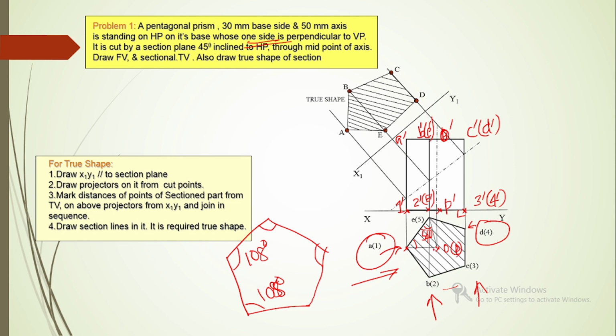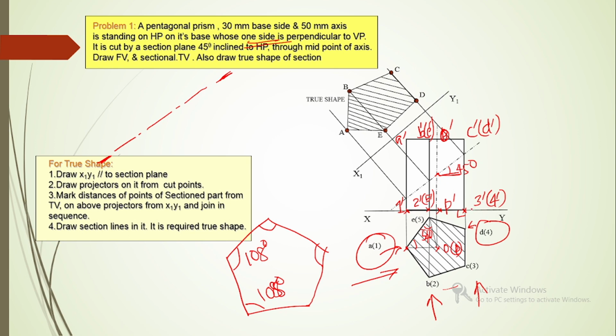This is the axis point, and then we can represent the section plane. Section plane must be like this: a chain line with both ends thick, and that section plane passing through the midpoint of the axis, so we must find out the midpoint of the axis first. Then we can draw the section plane in such a way that the section plane is inclined 45 degree with the HP, 45 degree with the horizontal plane or XY line.